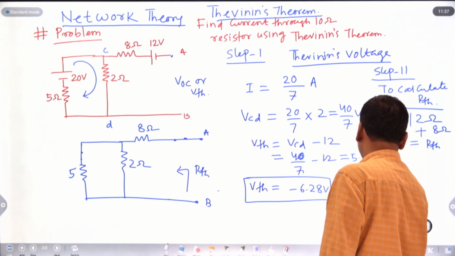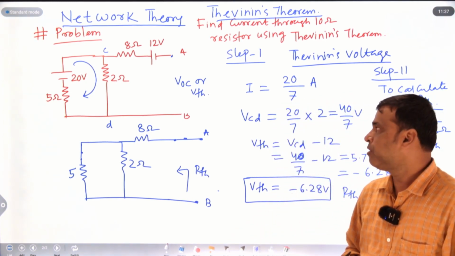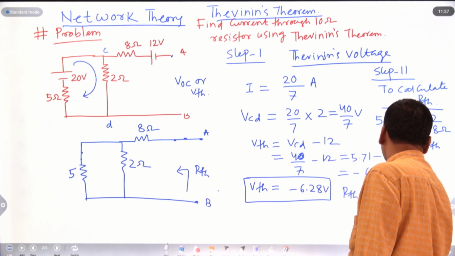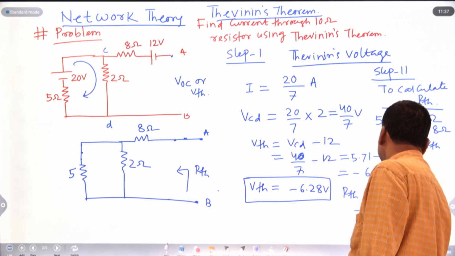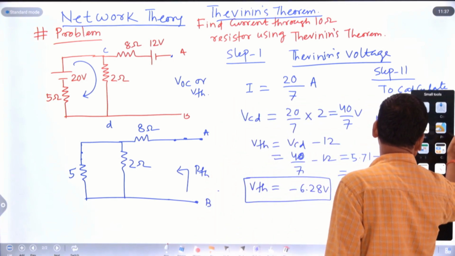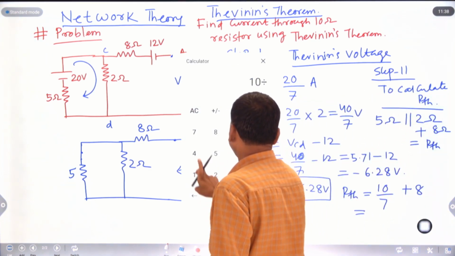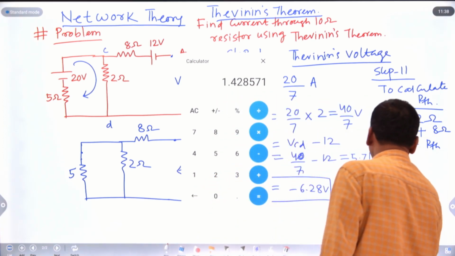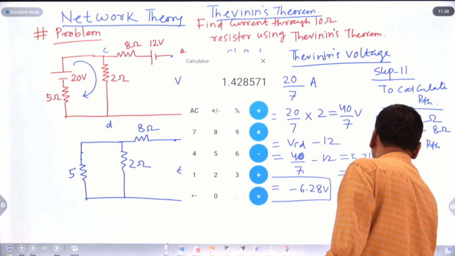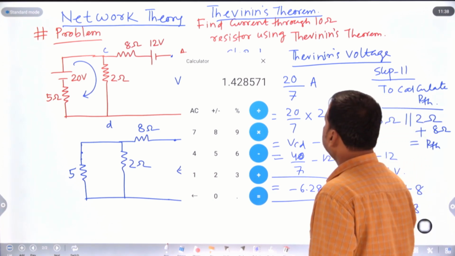RTH equal to, if two resistances are parallel, then the equivalent resistance is the product of the resistances by the sum of the resistances. So 5 parallel 2, that is 5 into 2, that is 10, by 5 plus 2, that is 7, plus 8. The value is how much? 10 by 7 plus 8, using calculator. 10 by 7 is 1.428 plus 8. The value is around 9.428 ohm. That is your RTH.